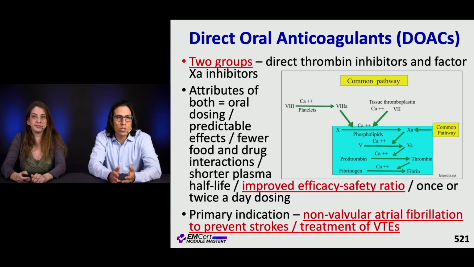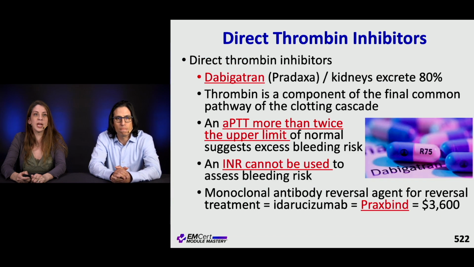Both of these are orally dosed, both have predictable effects, lots fewer drug and food interactions than warfarin, shorter plasma half-life, and seem to have improved efficacy to safety ratio versus warfarin with pretty easy dosing for patients. Primary indications here, non-valvular AFib to prevent stroke or treatment of venous thromboembolic disease. Okay, so let's talk about the direct thrombin inhibitors.